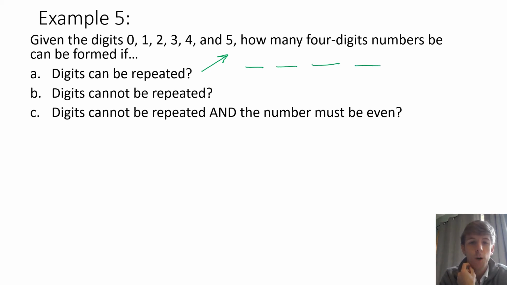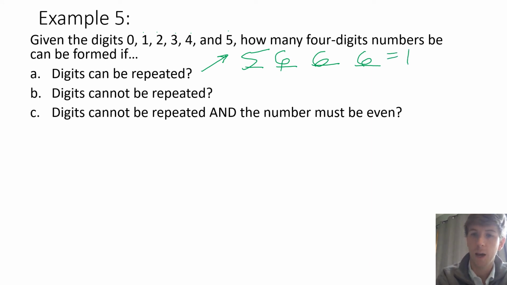If this is a 4-digit number, once again the first digit cannot be 0, but there are 1, 2, 3, 4, 5 other options. So the first is going to be 5. For the other ones, 0 is totally allowed, as is every other number, because digits can be repeated. So it's 5 times 6 times 6 times 6. So 5 times 6 cubed, we get 1,080.